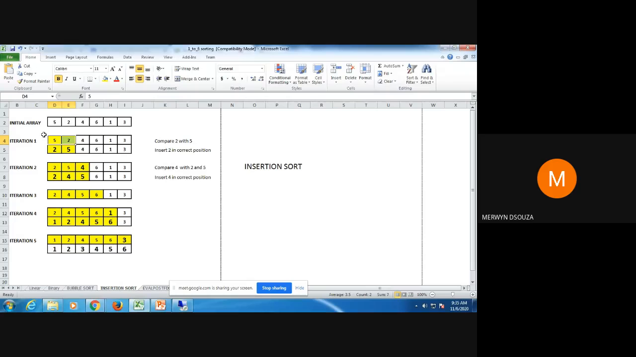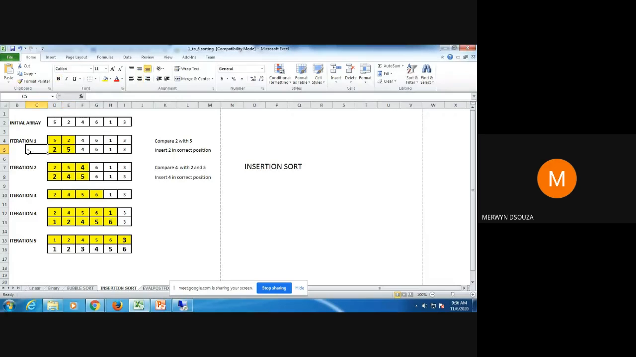In this case we are comparing the element that is in the first position, 5, with the element in the second position, that is 2. If you want it in ascending order, that means 2 should come before 5. So we swap these two values with each other, and I get 2 in the first position and 5 in the second position.